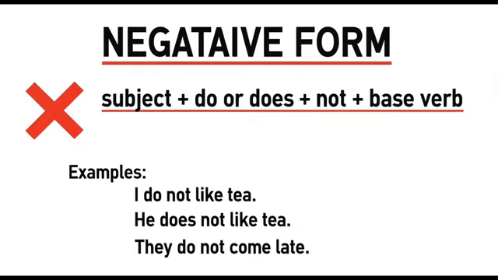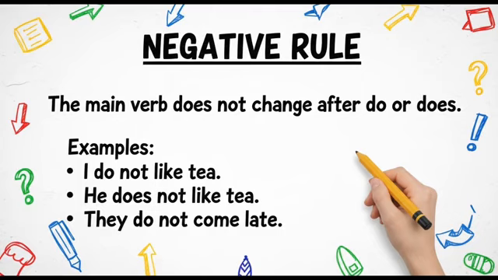Negative sentences. To make a sentence negative, we use subject plus do/does plus not plus base verb. I do not like tea. He does not like tea. They do not come late. Notice that the main verb does not change.